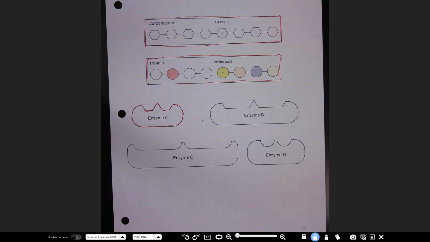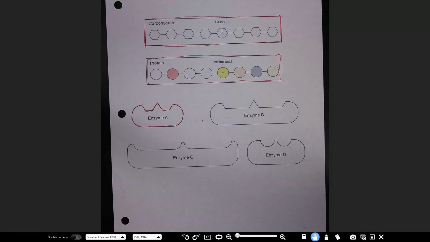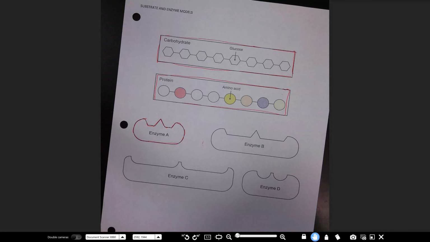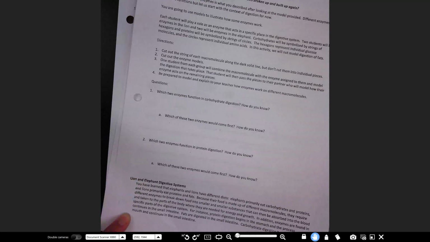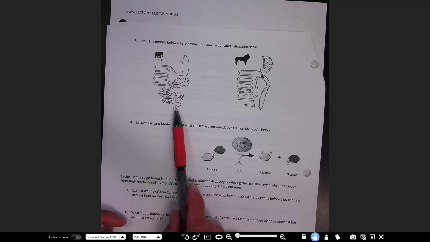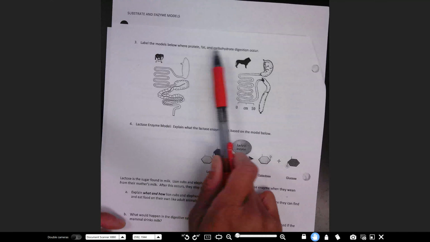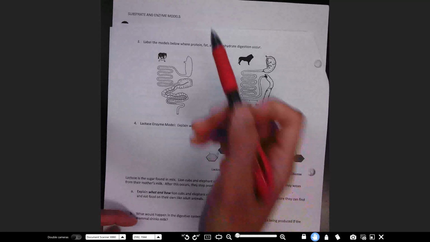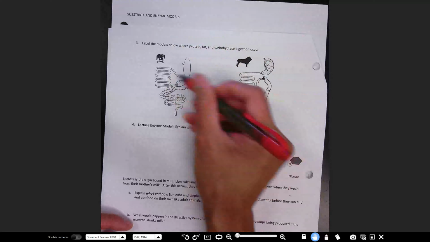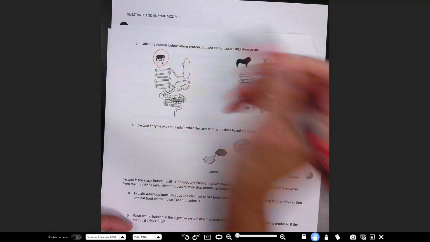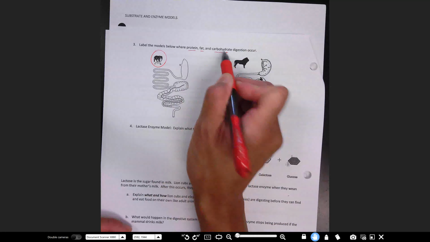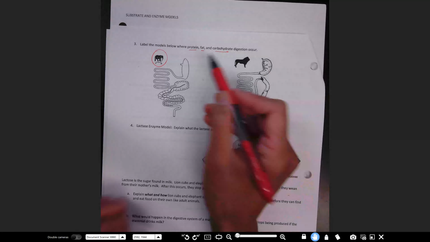Then we're going to take a look at, so you're going to read this paragraph here. I suggest you pause this video right here and read that. Then you're going to take a look at these digestive systems, and you're going to label them according to where protein, fat, and carbohydrate digestion occur. In other words, you don't have to label where exactly on the digestive system, but for the elephant, which of these nutrients or macromolecules do they need in their diet? Proteins, fats, and carbs.